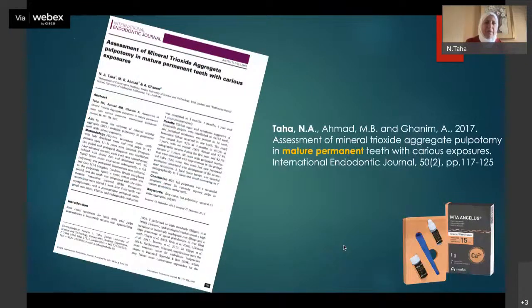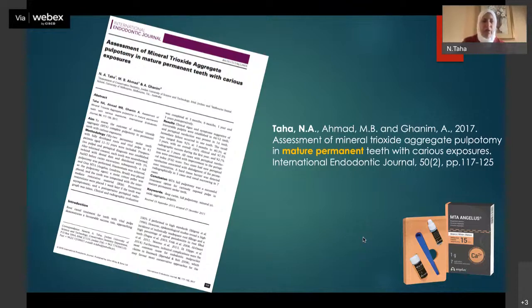This was my first publication on vital pulp therapy, in late 2016, published officially in 2017. We used the fast-set MTA Angelus, with a setting time of 15 minutes, because that's what we had at that time. It's compared to ProRoot MTA, which requires 4 hours for initial setting.